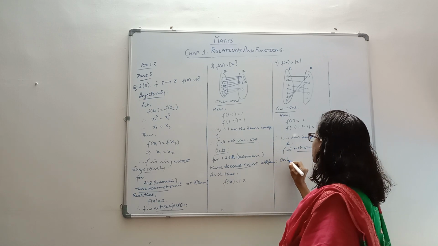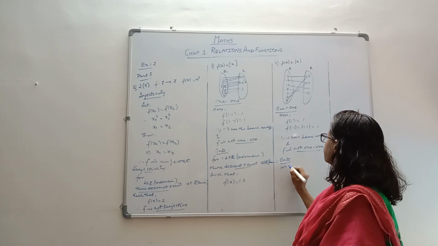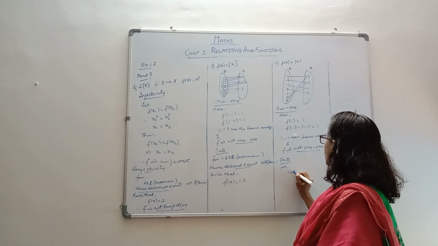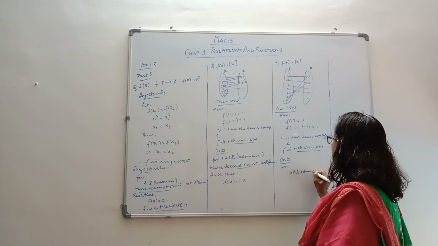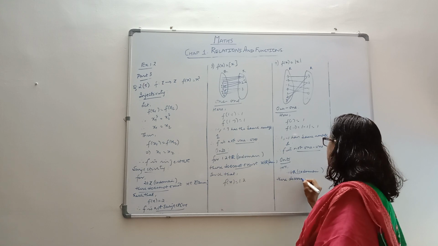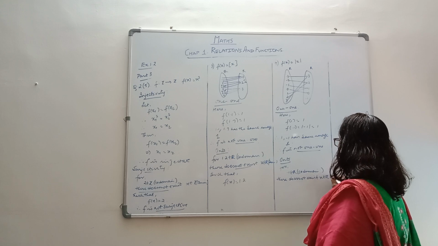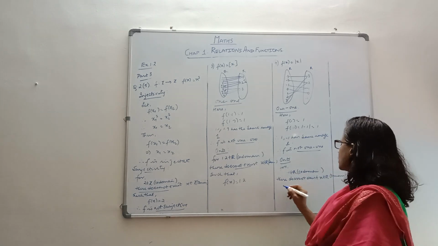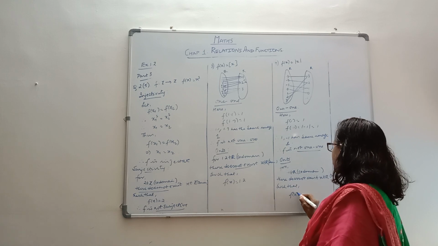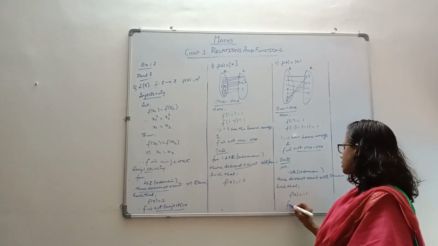Then check for onto. For minus 1 belonging to R codomain, there does not exist x belonging to R domain such that f of x is minus 1, right? And that is why f is not onto.